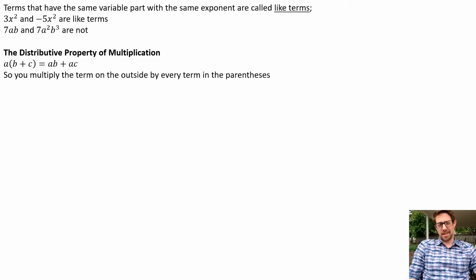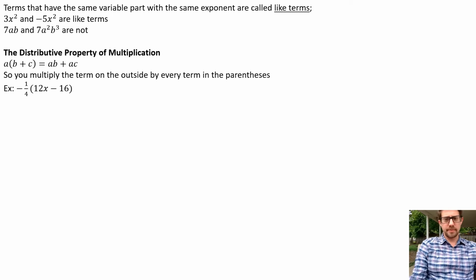So you take the term on the outside of the parentheses and you multiply by every term in the parentheses, and they're adding. So it's not ab times ac, it's ab plus ac. For example, take this and use the distributive property on it. Really the instructions for all the stuff in this section are going to basically just be simplify. And as soon as we get more moves, I'll clarify exactly what the word simplify means in this context.